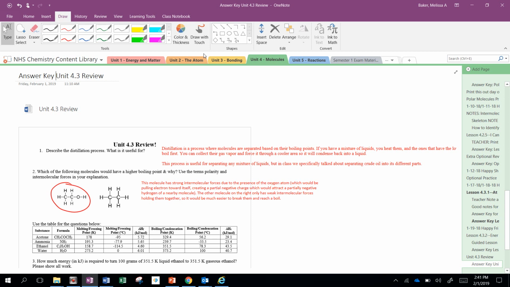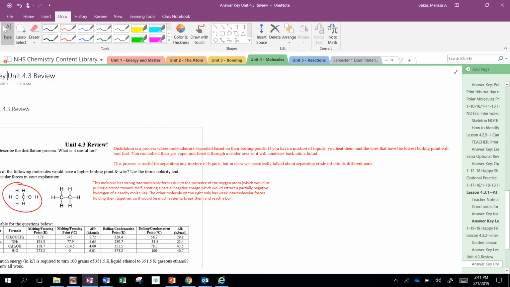If you have a mixture of liquids, you start heating them, and the ones that have the lowest boiling point start to boil first. You can collect their gas vapor and force it through a cooler area so it will condense back into a liquid.